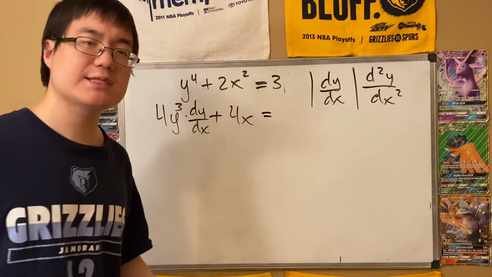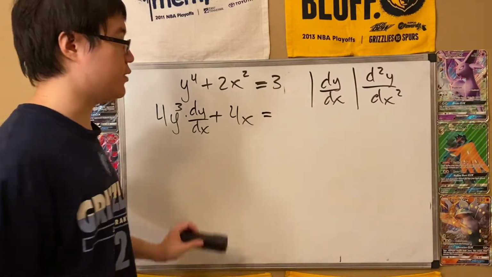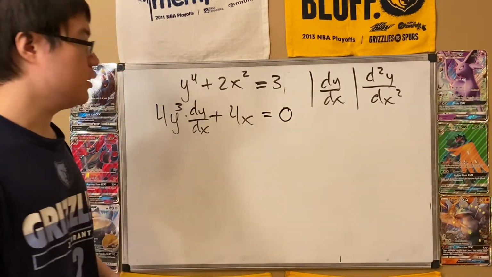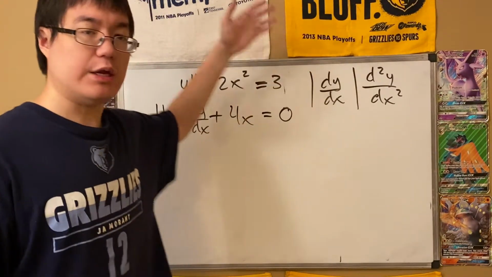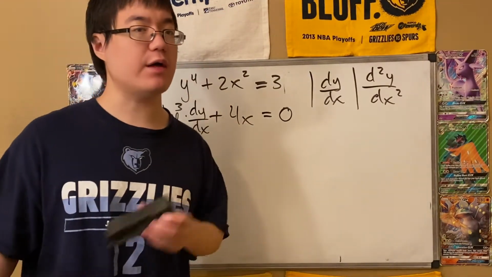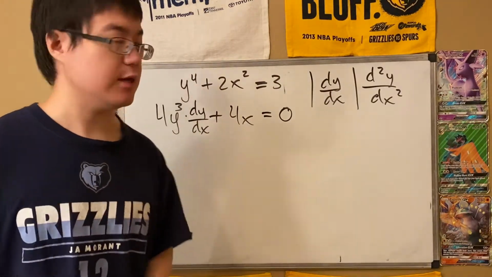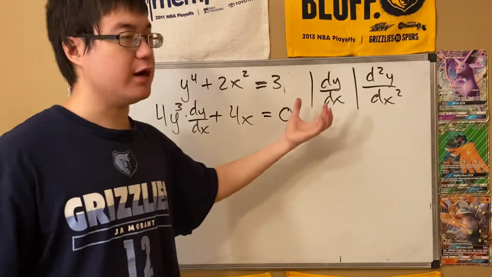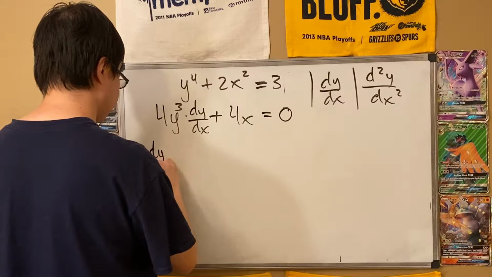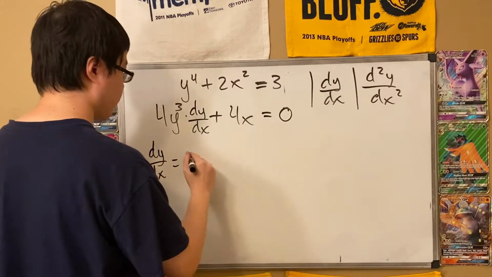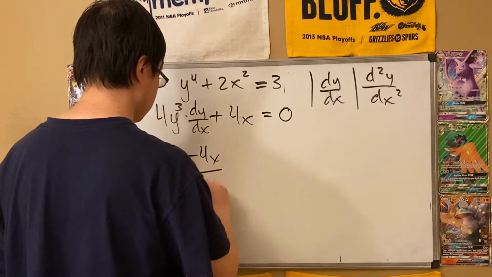Finally, some people get so excited to take derivatives of variables that they forget that the derivative of 3 is 0. Just try to not make that mistake. That derivative is 0. Unlike the previous question, where you had a point already and could just plug it in because you only cared about the derivative at that one point, here we need to find a formula for the first derivative, so we do need to isolate dy dx. In this case, dy dx looks like it's going to be negative 4x, because we bring over this 4x, and then we divide by 4y cubed.